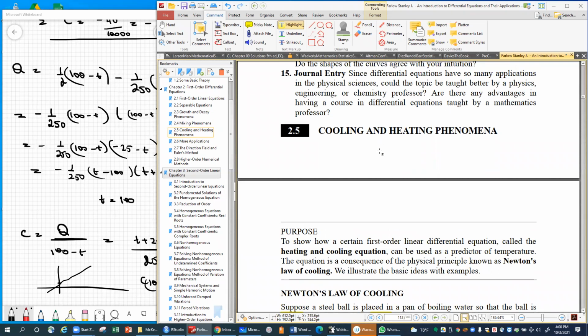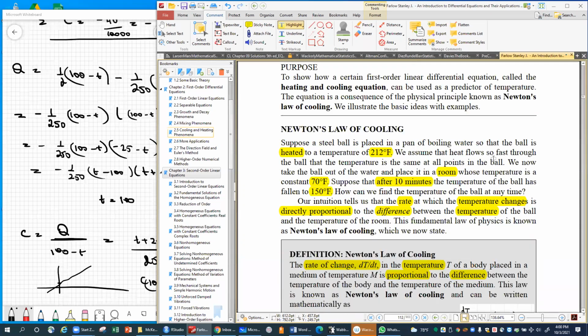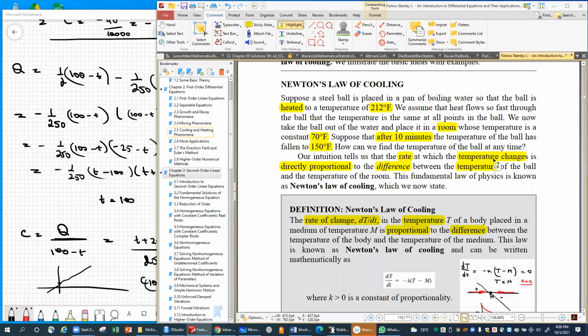Let's maybe start a little bit talking about cooling and heating phenomena. So the Newton law of cooling, basically the idea is that you bring a hot cup of coffee into the room, and of course it cools down. Or if you bring really cold water, like a cold drink, into the room, it heats up in the limit to the room temperature.